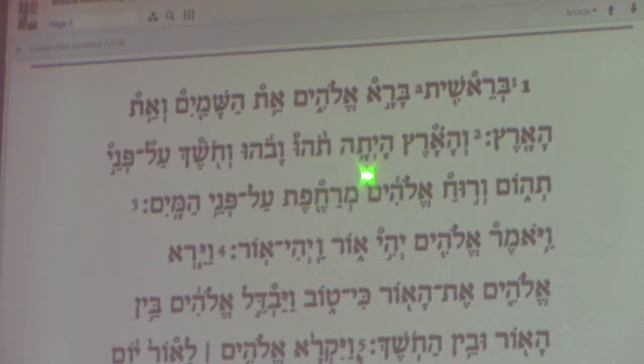V'ha'aretz hayta, and the earth was tohu vavohu, without form and void. V'choshech al pnei tehom, and darkness was upon the face of the deep. V'ruach Elohim merachefet, and the Spirit of God hovered, okay, or brooded. So there's many different ways to translate this. Al pnei hamayim, upon the face of the waters.